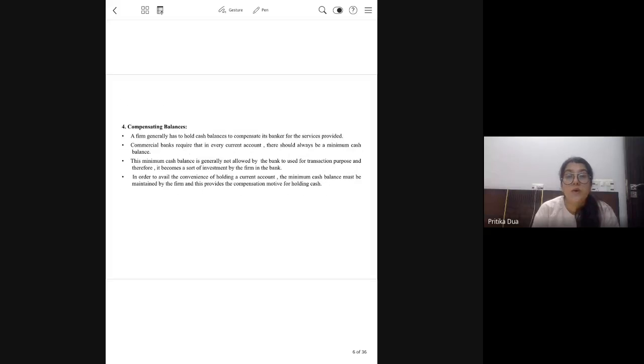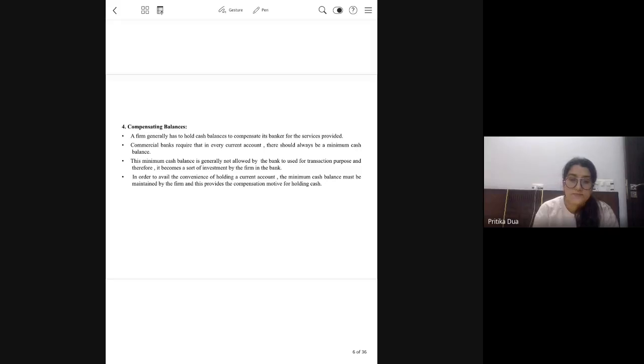And last is compensating motive. Compensating balance is basically required in terms of minimum balance which needs to be maintained in the account. When I talk about an organization, this is the minimum balance that needs to be maintained in the current account of the business enterprise.